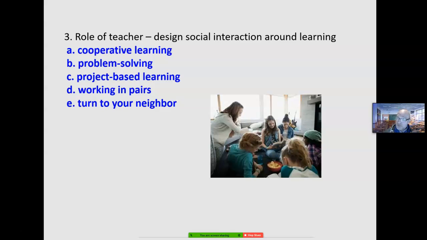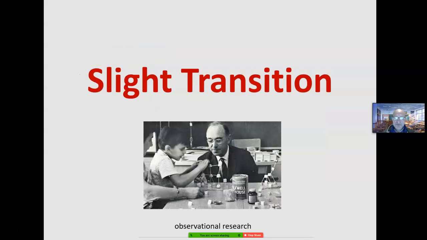Cooperative learning, problem solving where you're working in pairs or groups, or project-based learning, working in pairs, or simply turn to your neighbor. In my classes, I like to have discussion groups, Flip grids where you share your ideas, you explain stuff. That's social interaction designed around a learning experience to help you explain and process.